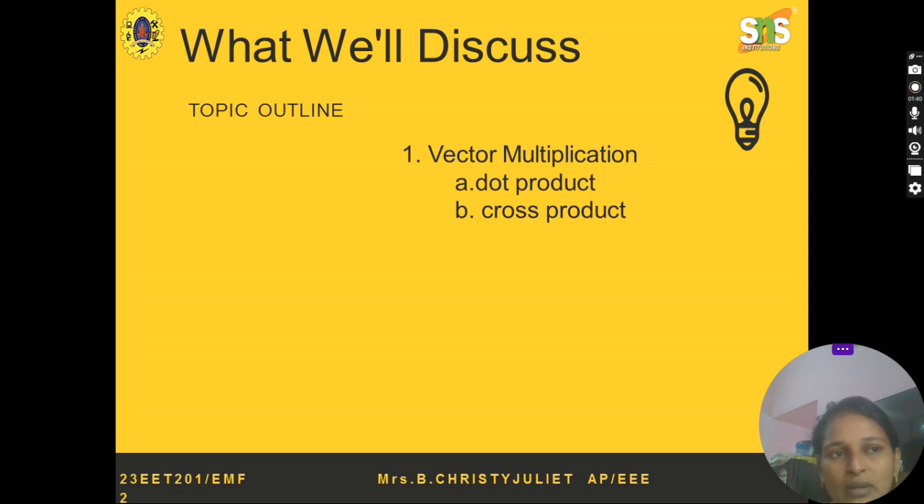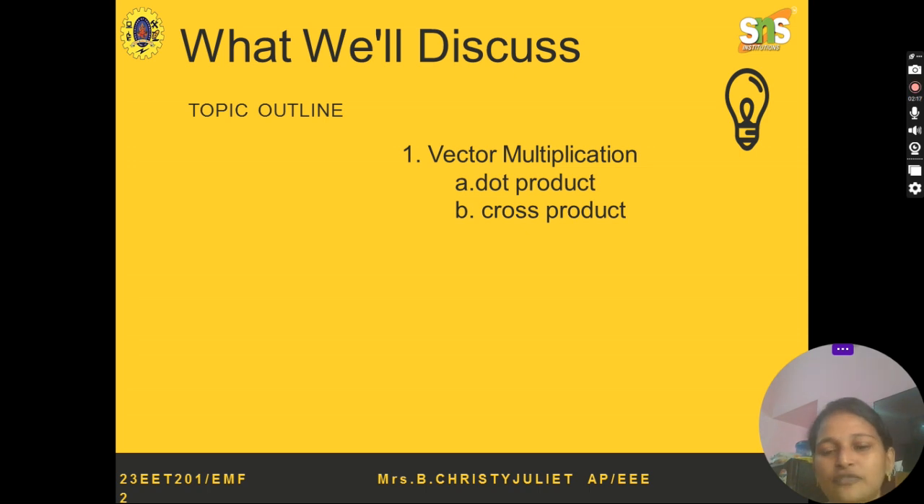But if I multiply a scalar with a vector, then the resultant will be a vector. For example, let a vector be x ax plus y ay plus z az, multiplied by a scalar magnitude value of 5. Then the resultant value will be 5x ax plus 5y ay plus 5z az, which is a vector quantity. So whenever we multiply a scalar with a vector, we get a vector value only.